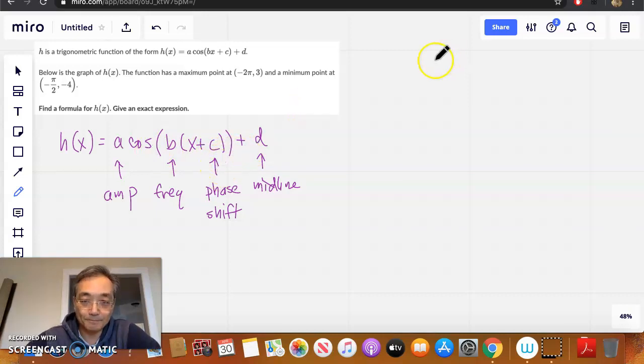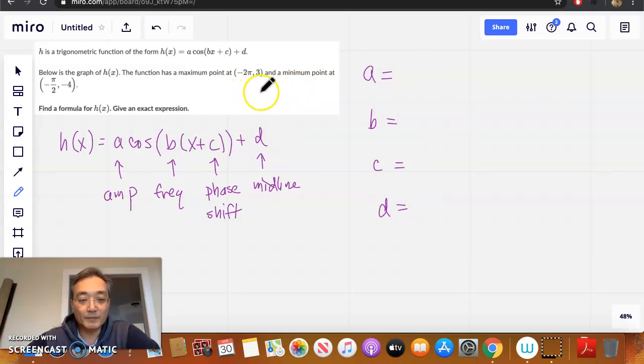All right, let's do it. So I need some values. As usual, I need my a, my amplitude, my frequency, correct, my phase shift, and my midline. Some of these are easier to find than others, of course.